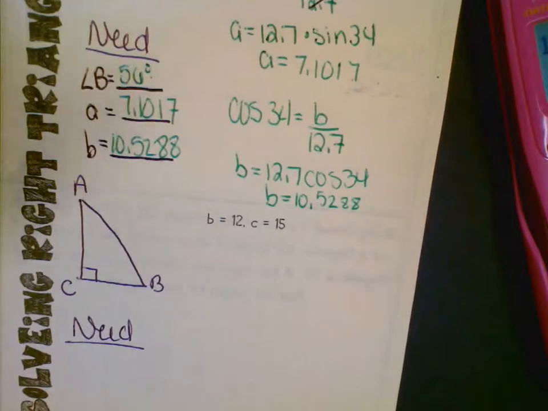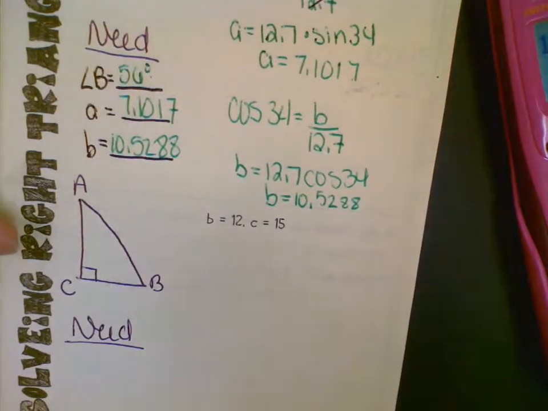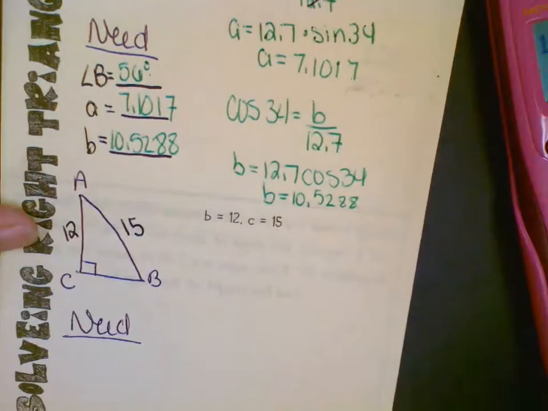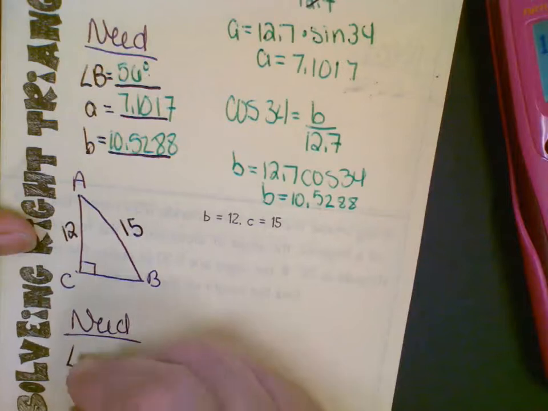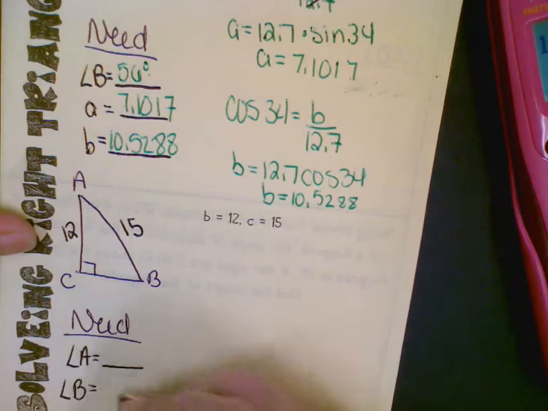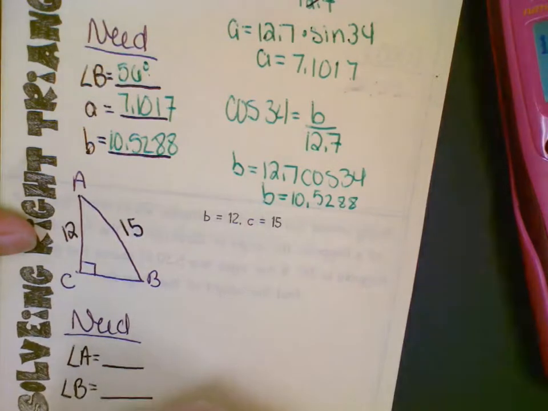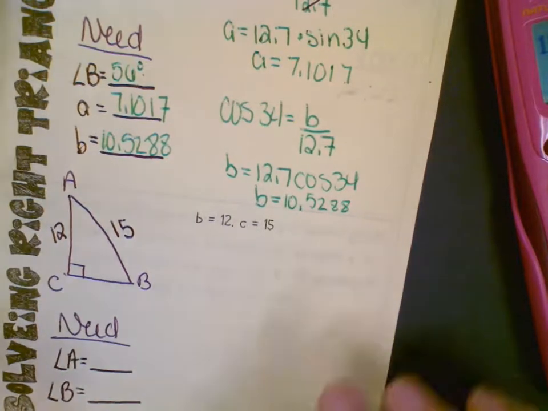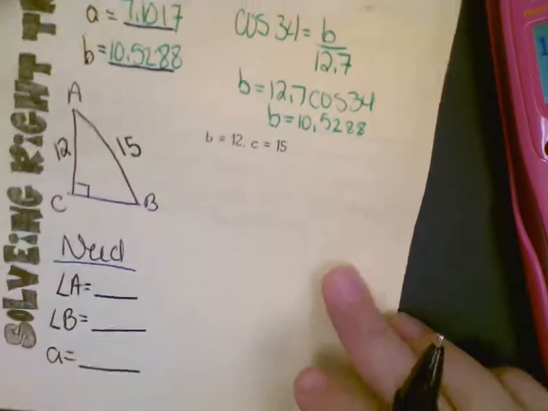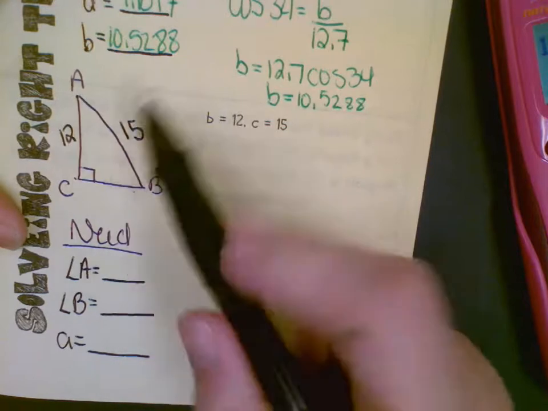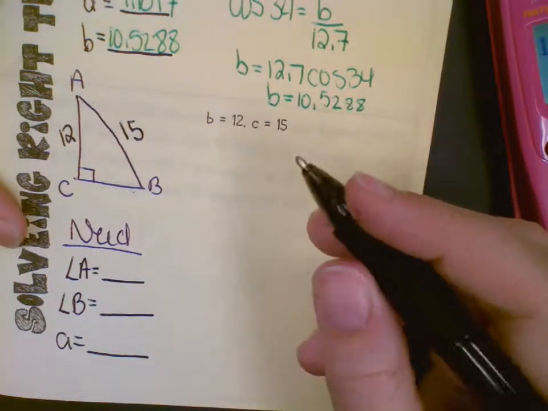So for this one, they give us two sides. So they told us side B is 12 and side C is 15. So this time we need to know angle A, angle B, and side A. So finding one thing is not as easy as it was on the last one because we can't just subtract from 180. But if we're trying to find this side A and we know two sides, then we can use the Pythagorean theorem to do it.